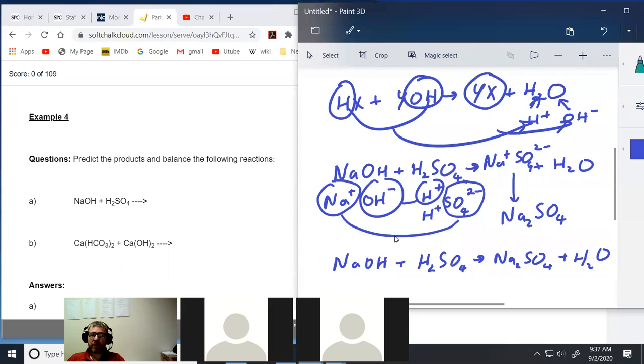and then we can balance the reaction. Now, to balance this, I would put a 2 in front of the NaOH, and then a 2 in front of the water, and that would balance the reaction. So we'd have the same numbers of hydrogens, oxygens, sodiums, and sulfurs on both sides of the reaction now, and that would be balanced. So the focus first is on figuring out what the salt is, the Na2SO4.